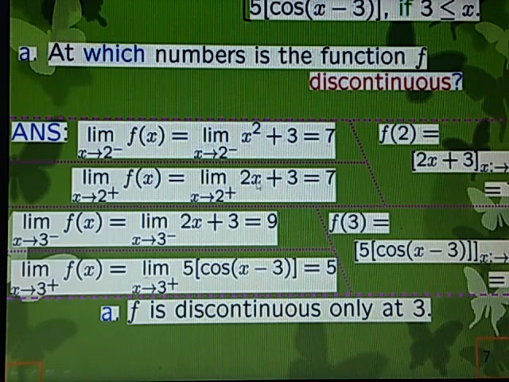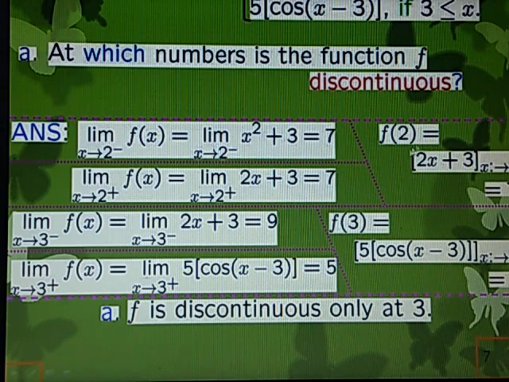Now on the right of 2, the function is defined as 2x plus 3. The same approach you can apply here. Bring x closer and closer to 2 from the right side, and you will see this value will get closer and closer to 7. So you can see the limit exists here. The left-hand limit at 2 and the right-hand limit have come out to be the same. From both sides, when you are approaching 2, the function is getting closer to 7, the same value.